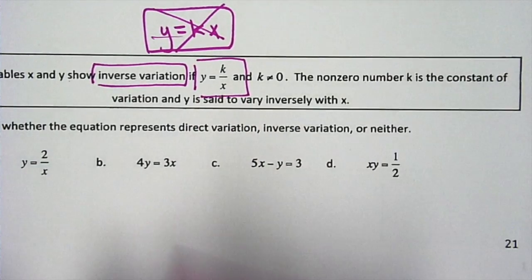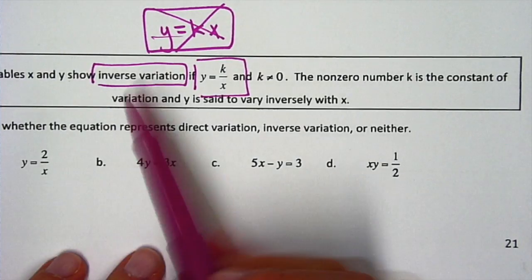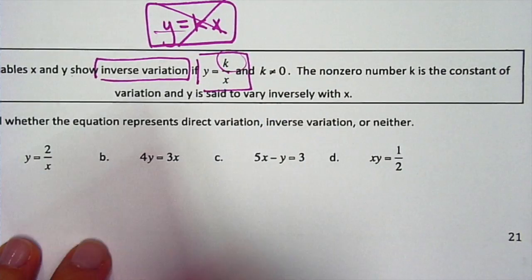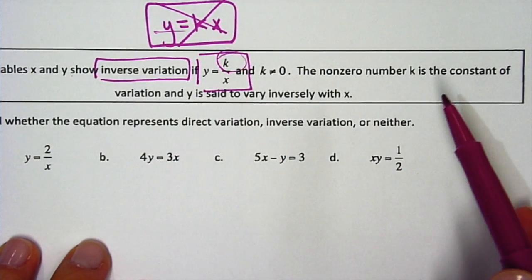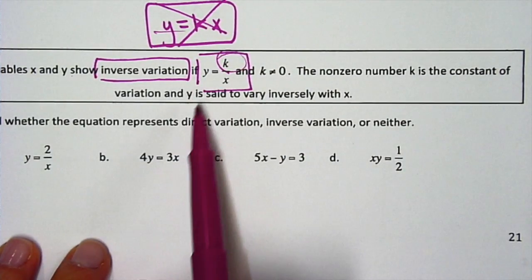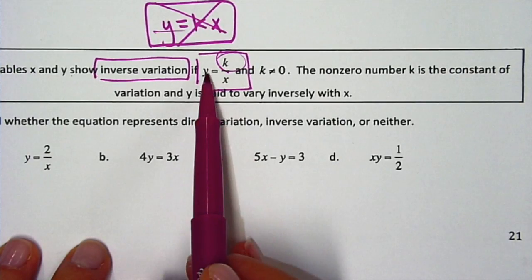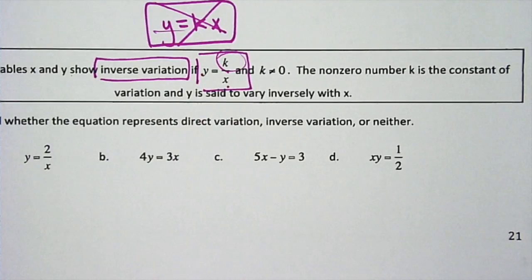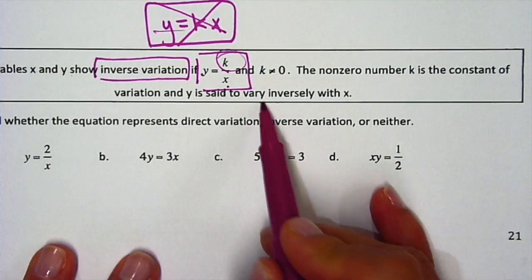We're not going to look at the graphs for right now, but we want to be able to do the same thing, figure out what that k value is, and it's still called the constant of variation. So when you see an equation that looks like this, where y is on top, x is on the bottom, on the other side of the equal sign, we say that y varies inversely with x.